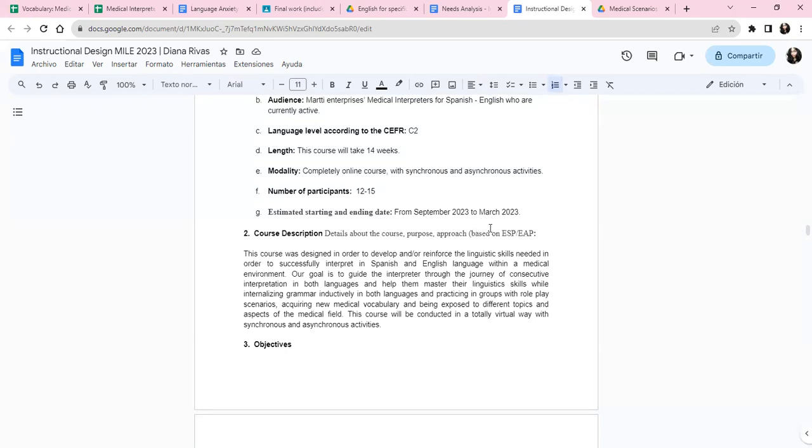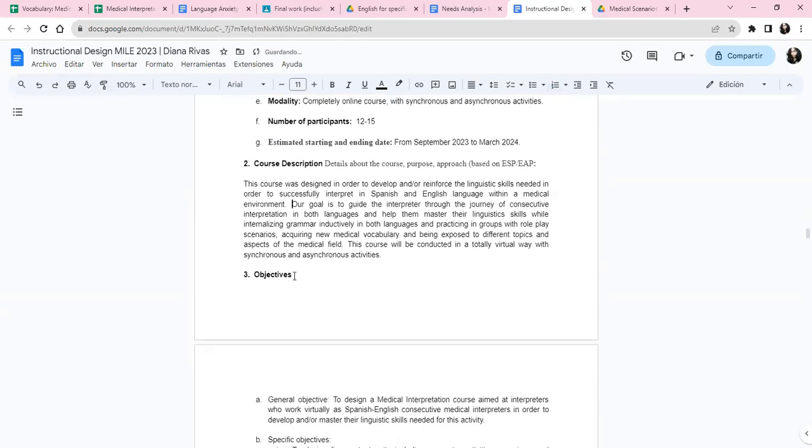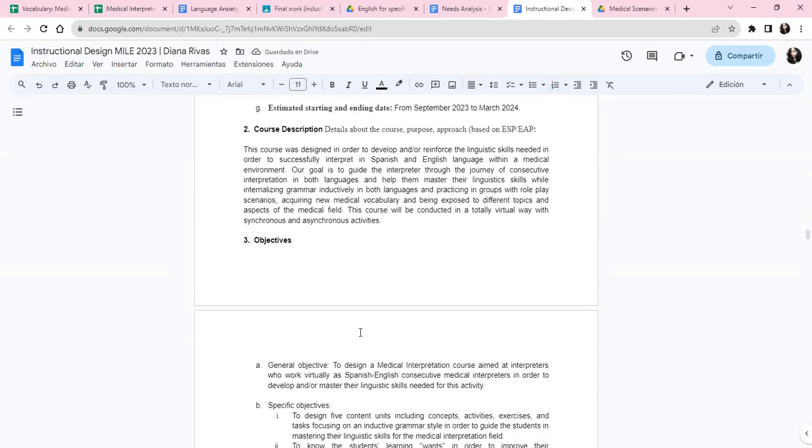And let's say that the estimated starting and ending date would be from September 2023 to March 2024. And well, the course description. This course was designed in order to develop and or reinforce the linguistic skills needed in order to successfully interpret in Spanish and English language within a medical environment.